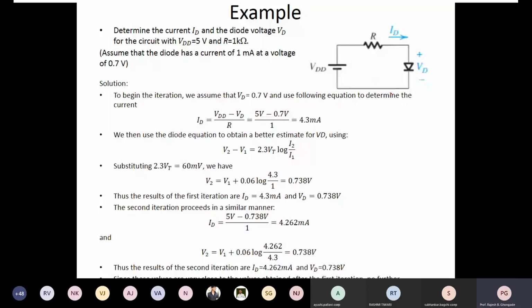We are given that VDD, that is the voltage applied here, is 5 volts. This R is 1 kilo ohm. Okay, and it is also given that assume that the diode has a current of 1 milliampere at a voltage of 0.7 volts. Okay, this is one condition which is given to us. How do you begin? To begin with, what is it that we want to find out? We want to find out what is Vd and what is Id.